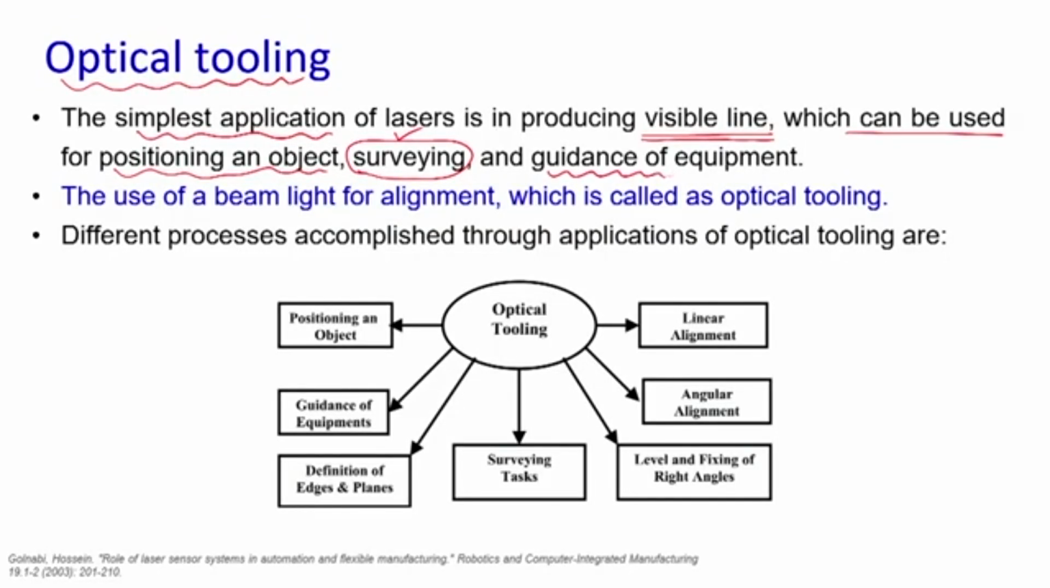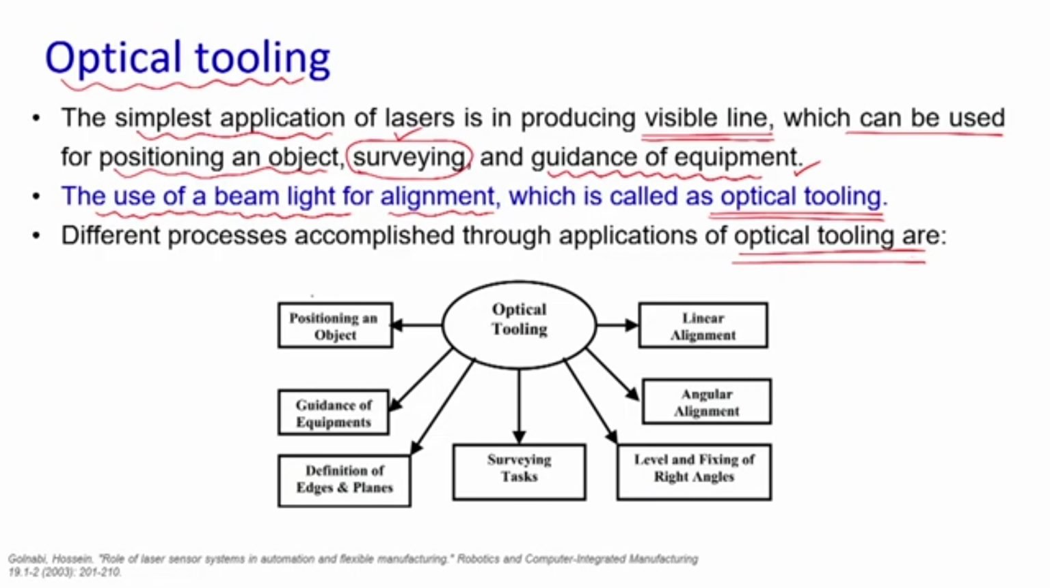Of course, the guidance of the equipment is a very prominent way the lasers are helping, which we have already seen. In optical tooling, we are using a beam of light for alignment. A simple beam of light is used for the alignment, and when there is a misalignment or a change in the alignment, that will be calibrated as some sort of error or measurement during this application. Various processes which are accomplished through this optical tooling are there on your screen.